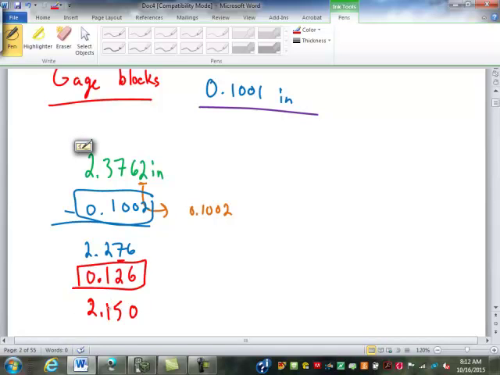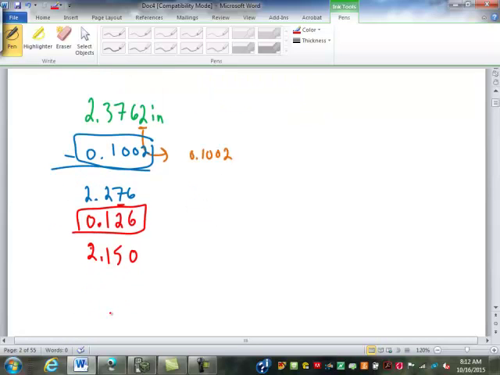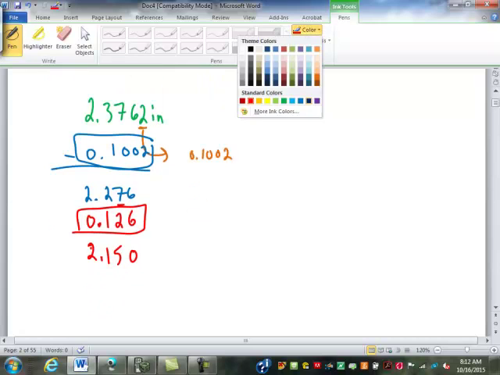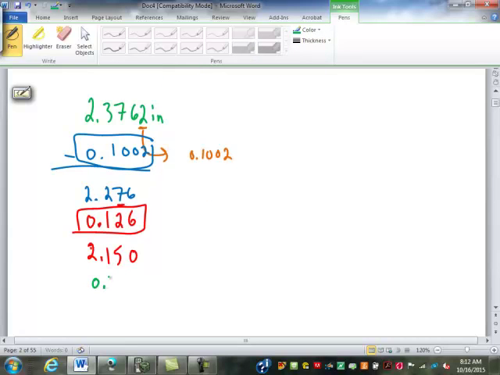Now for the 2.15, going down in the 19 block series, there's a 150 thousandths block, which leaves me with just 2 inches. So I'm going to use the 2-inch block. So those are the 4 blocks it would take to build that up. Does that make any sense?